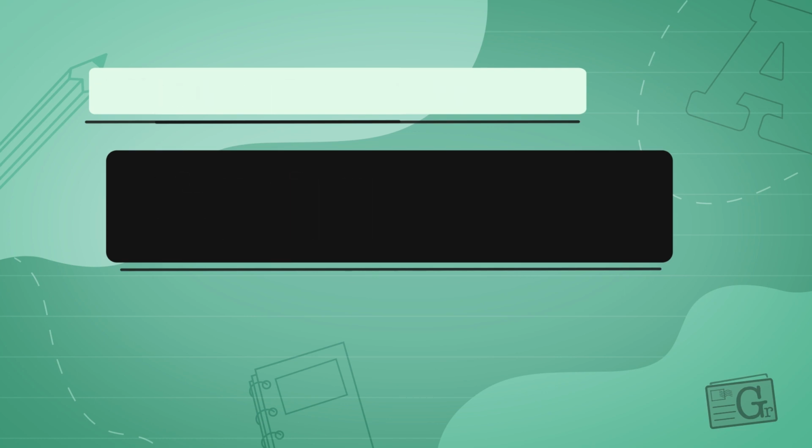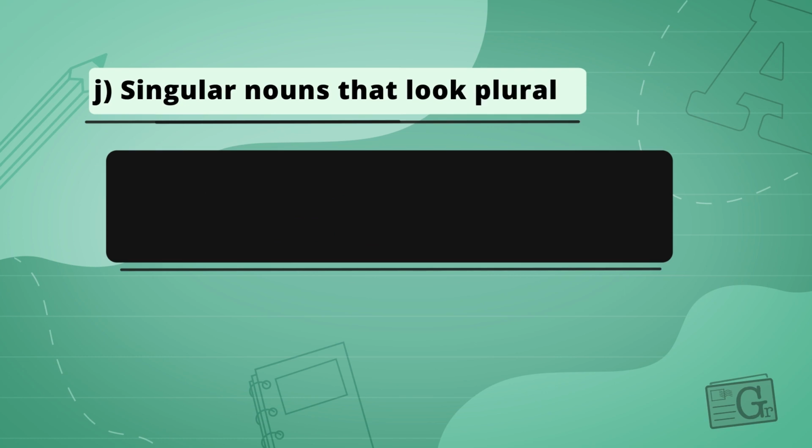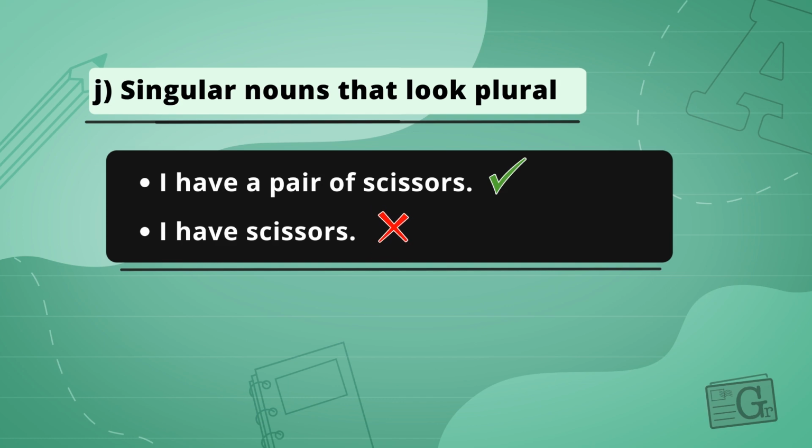Next, some nouns are used only in the plural form. For example, scissors, spectacles, and so on. Usage in sentence for these words are, I have a pair of scissors. This is a correct form of using, instead of I have scissors, which is wrong.